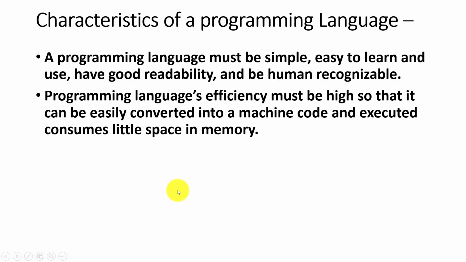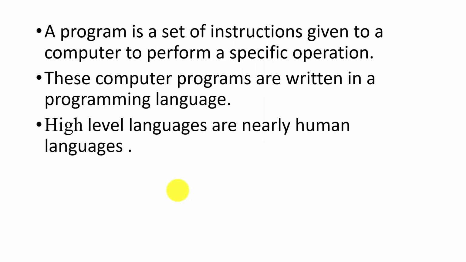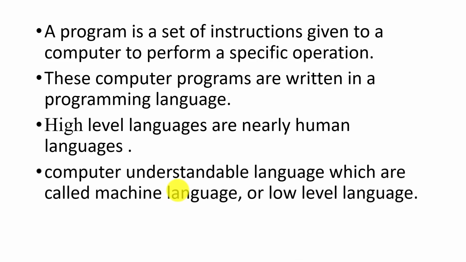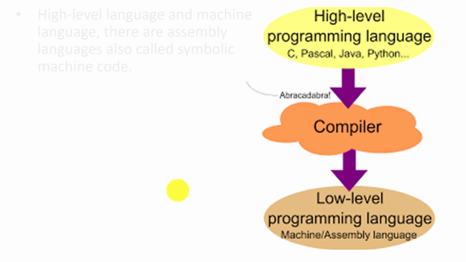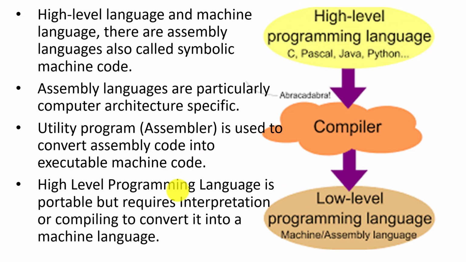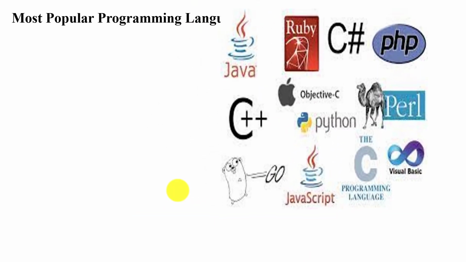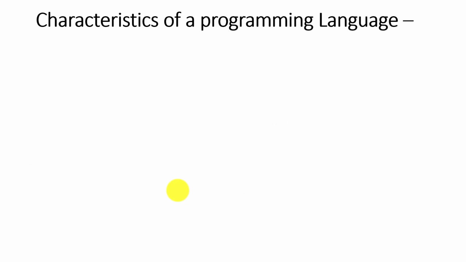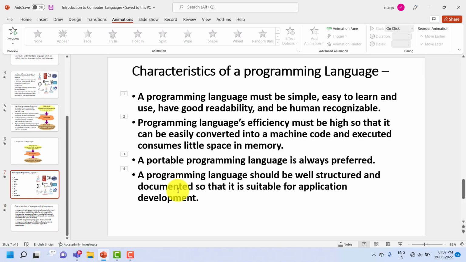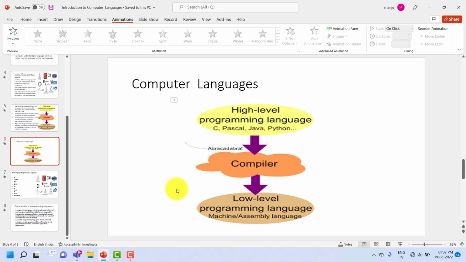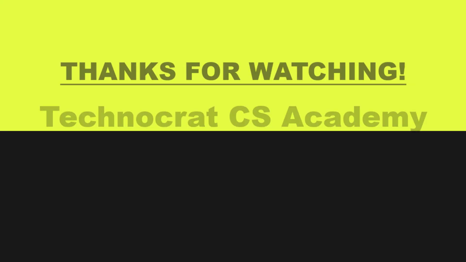So today in this video, we learned how to give instructions to the computer to perform a specific operation. We covered the basics of languages: high level languages are used for communication, and we have to convert high level language to low level language using an assembler or a compiler. And the characteristics are that a language must be portable, simple, easy to learn, and well documented. Thank you.